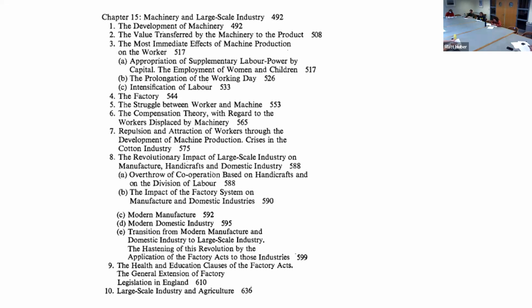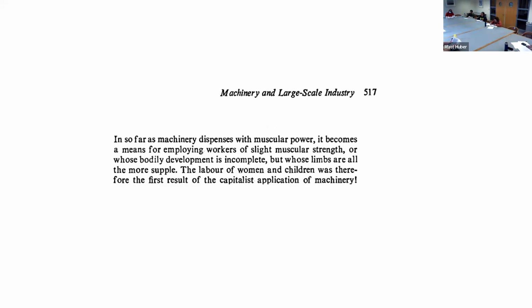Okay, so then he gets into the effects on the workers. The biggest effect is when you replace human strength with machines, you can then hire cheaper labor, which can be of less muscular strength, which are women and children, right? So he argues that it's really machinery that allows capital to go against the resistance of so-called male workers who drove the division of labor.